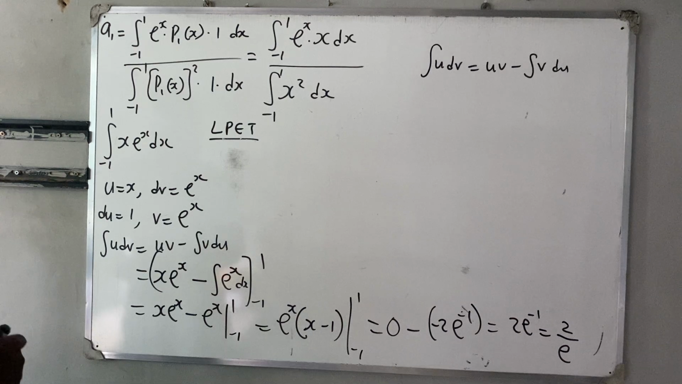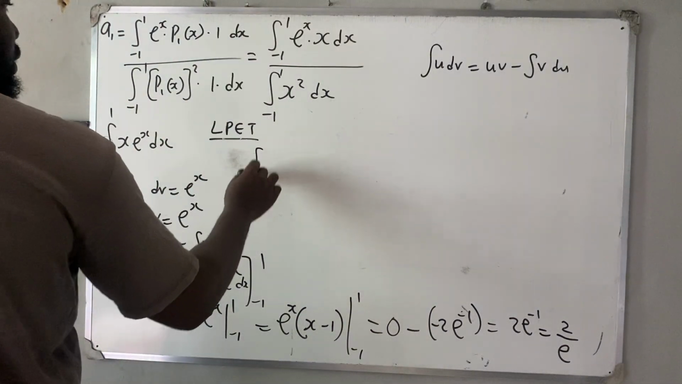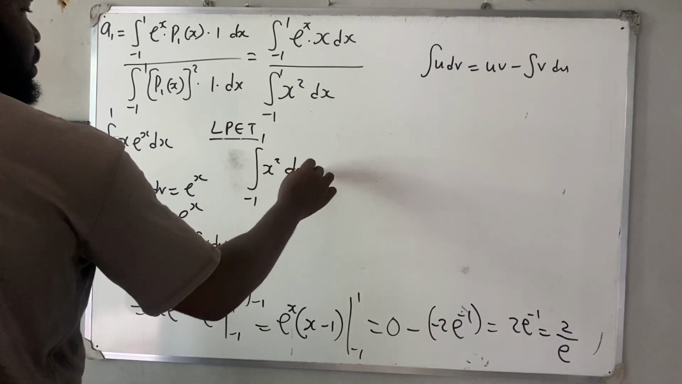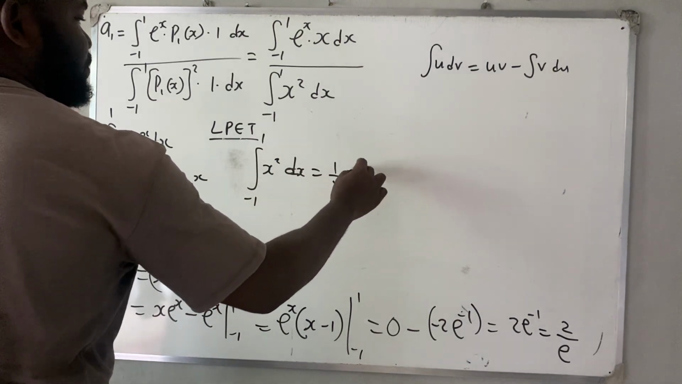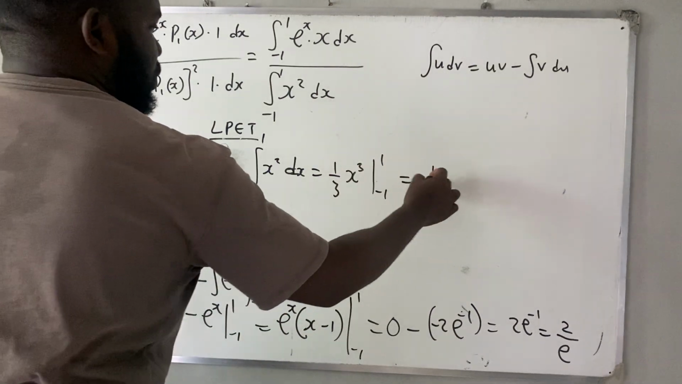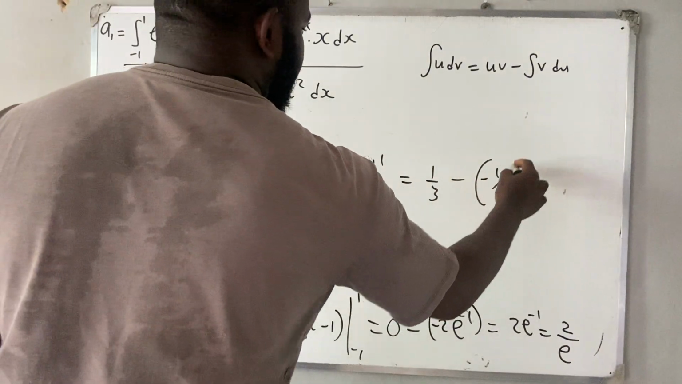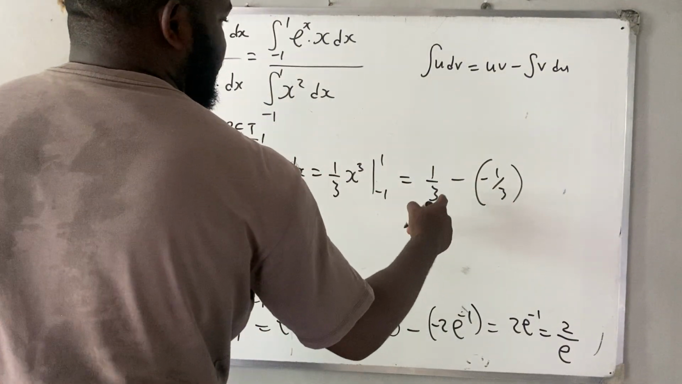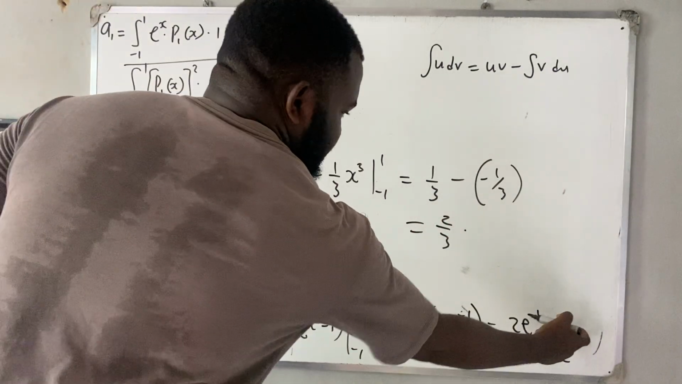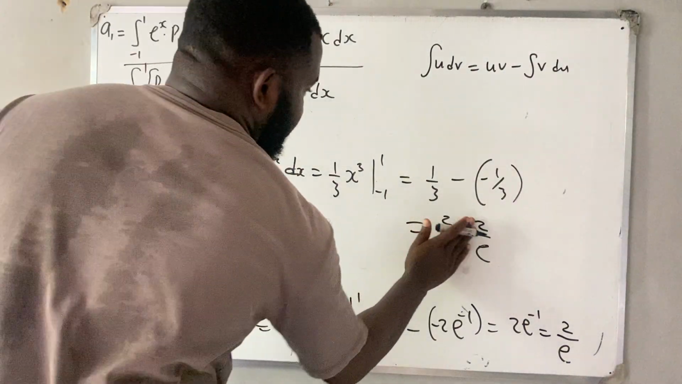That is for the numerator. Don't forget we have the denominator. For the denominator, I have the integral of x squared from minus 1 to 1, which will give us 1 over 3 x to the power 3, from minus 1 to 1. If I put 1, I have 1 over 3, minus, if I put minus 1, I have minus 1 over 3 again, which will give you 2 over 3. So 2 over e divided by 2 over 3, right?